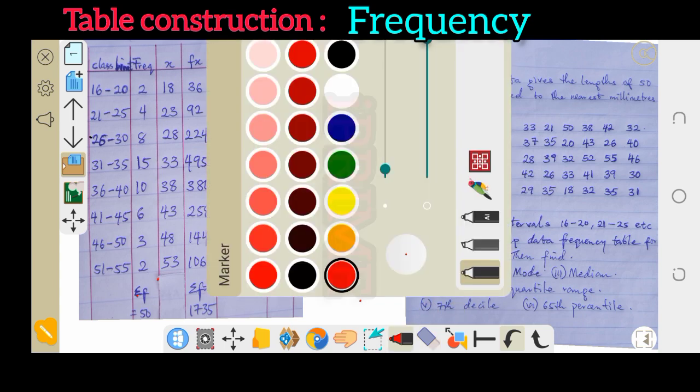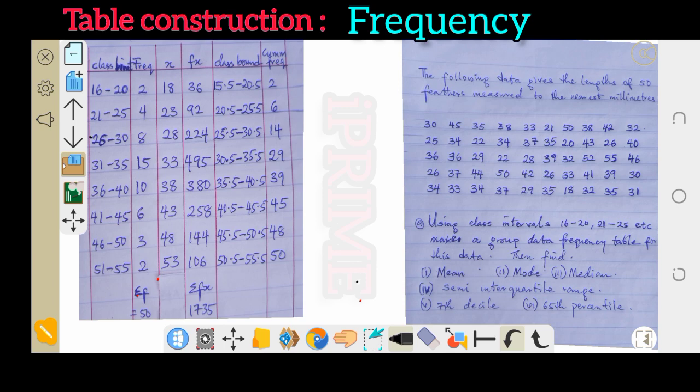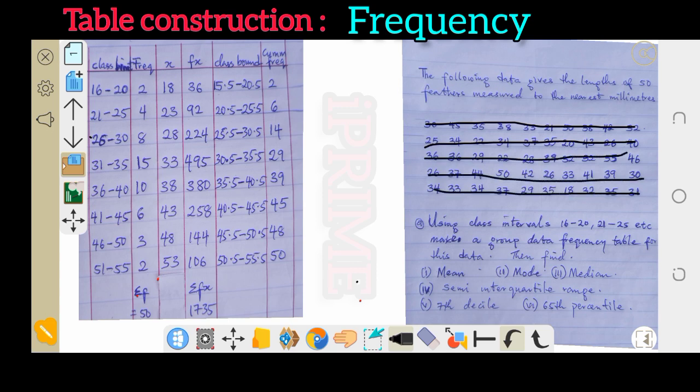For the frequency part, you start by counting: from 16 to 20, how many numbers do we have in this table here? Let's start counting from 16 to 20. Firstly, bear in mind that this is your first row, second row, third row, fourth row, and fifth row. We'll be looking at all those rows one by one.